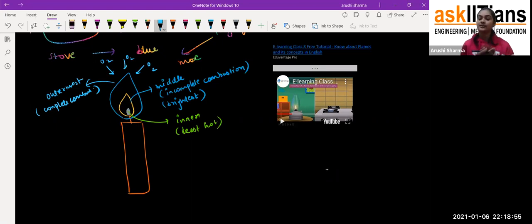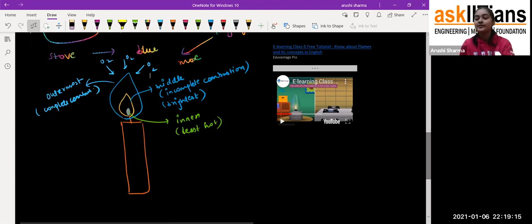So students, you can observe, when there is a complete, proper supply of oxygen, then it will show the blue color. And if it is having an incomplete supply, not a proper supply of oxygen, it will show yellow color. And if no oxygen is going to that part, it is the darkest part. So this is the structure of the flame, students.